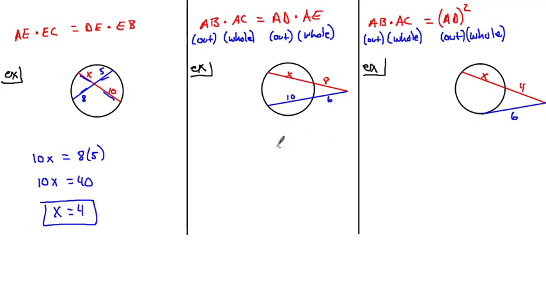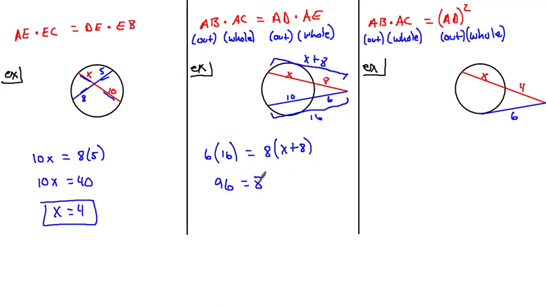All right, example 2. This is a little trickier picture. Remember we said that the outside times the whole. So let's do the blue one first. The outside is 6, and the whole, which is this, is 16. So it's 6 times 16 equals the outside of the other one. So the outside is 8 times x plus 8. Okay, so 6 times 16 is 96 equals 8x plus 64. And then we do basic algebra here.